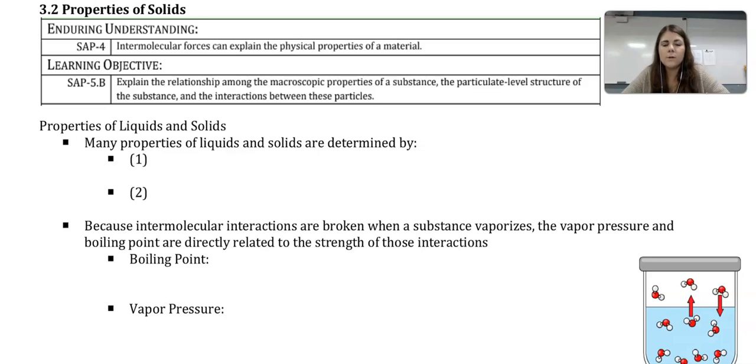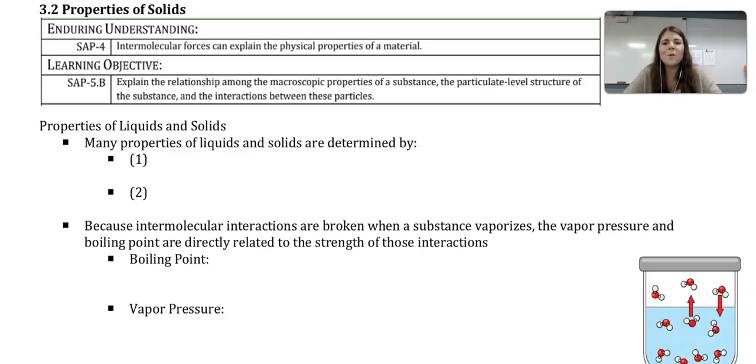In this lesson, we're going to be looking at Objective 3.2, Properties of Solids. This objective states: explain the relationship among the macroscopic properties of a substance, the particulate level structure of the substance, and the interactions between the particles.